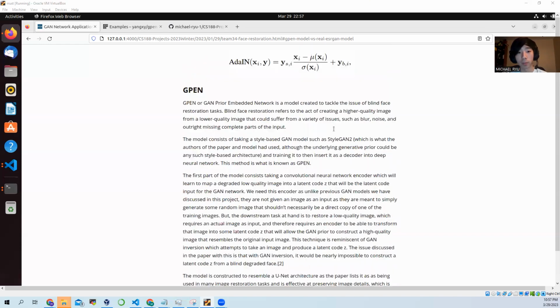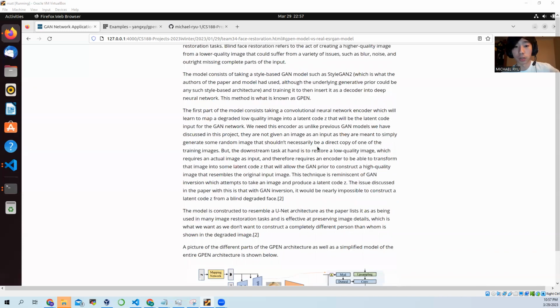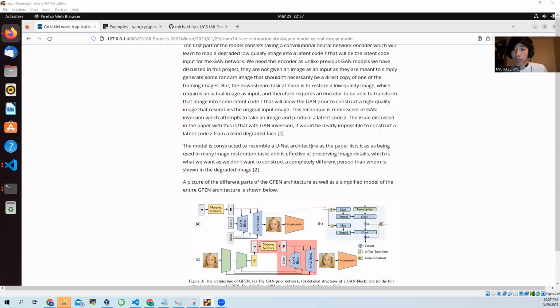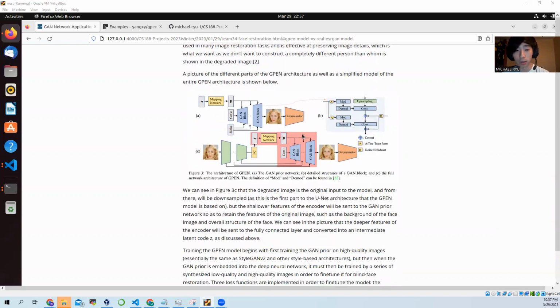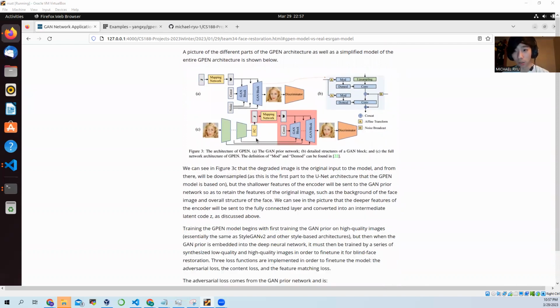So GPEN, or GAN Prior Embedded Network, is a model that was created to tackle blind face restoration in the wild. So it is meant to take a low quality degraded image. The degradation can come in various ways: JPEG compression, blurring, noise, entire sections of the output completely erased, and give us a high quality image of what it believes the low quality image originally would look like if it were high quality.